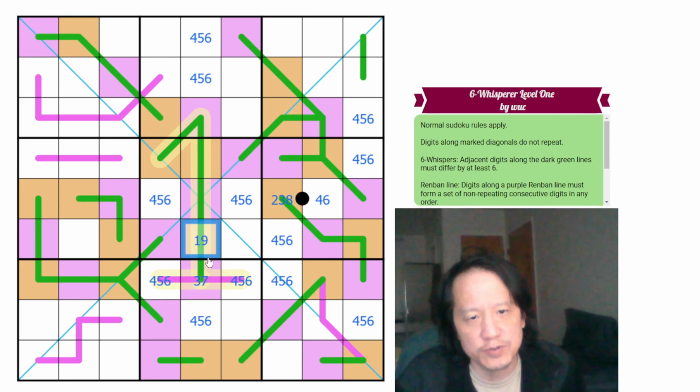Right? Because if this is 3, this has to be 9. If this is 7, this has to be 1. In addition, we know 5 has to be one of these two. So this can never be 5. So this is 4 or 6.